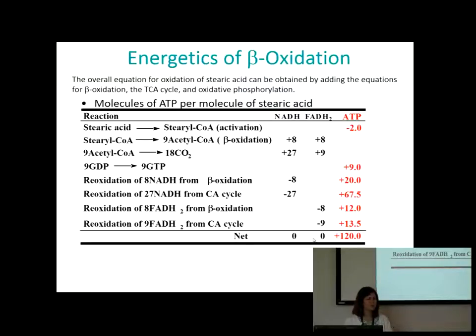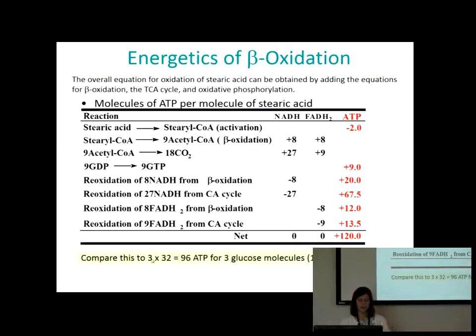All right, now we compared it. How many did we get from a glucose? 30 to 32, depending on the shuttle. But that's not really a fair comparison, is it? Because how many carbons is glucose? 6. And this one is 18.